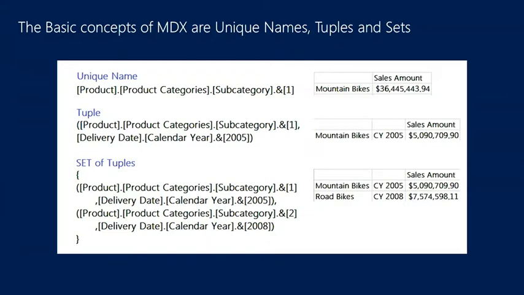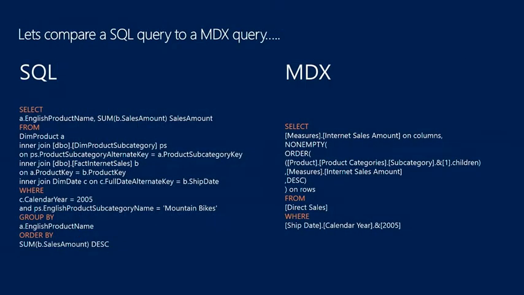And sets are very simple. They're just a collection of tuples. Again, another example here, just two tuples. Now, if you were to write SQL to bring back this query, so mountain bikes and road bikes over two different years, you'd be writing a lot more code than this. And the fact that all these values are pre-processed and stored in the cube means the response time is extremely quick. Before we move on, let's just have a quick comparison between SQL and MDX.